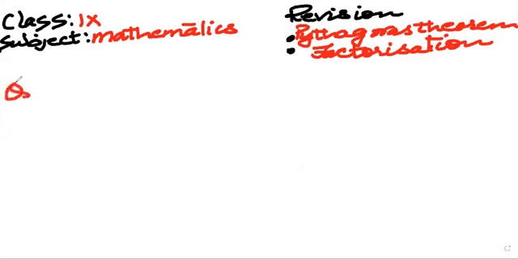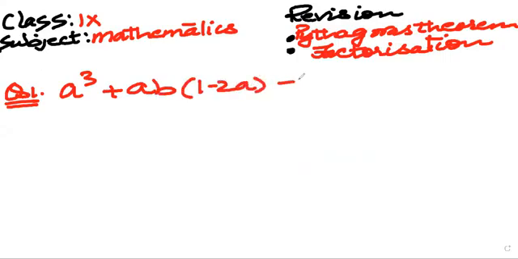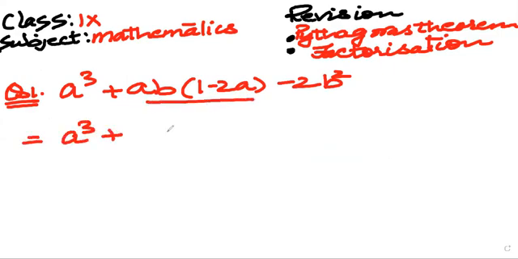Let's do factorization. Question number 1. Your question is a square plus ab times 1 minus 2a minus 2b square. Okay. So now children, what can I do in this question? First thing, I will open the bracket. So it is a square plus ab into 1, ab minus. Now multiply 2a into ab, it will be 2a square b. Fine. And minus 2 will remain as it is.